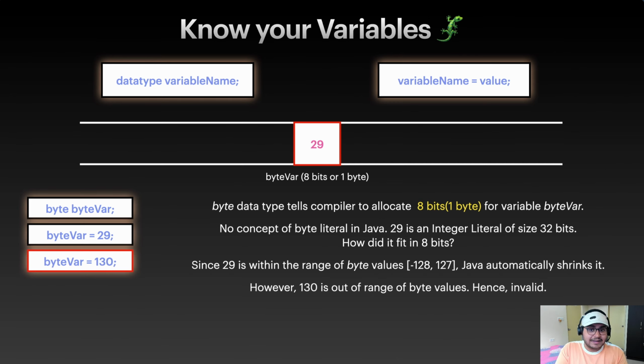However, if you attempt to assign the value 130 to our byte variable, the Java compiler will throw an incompatible type error. Why? It could have fit in, right? Because the byte data type has a range of values from minus 128 to 127. And since 130 is out of that range, it is considered invalid.